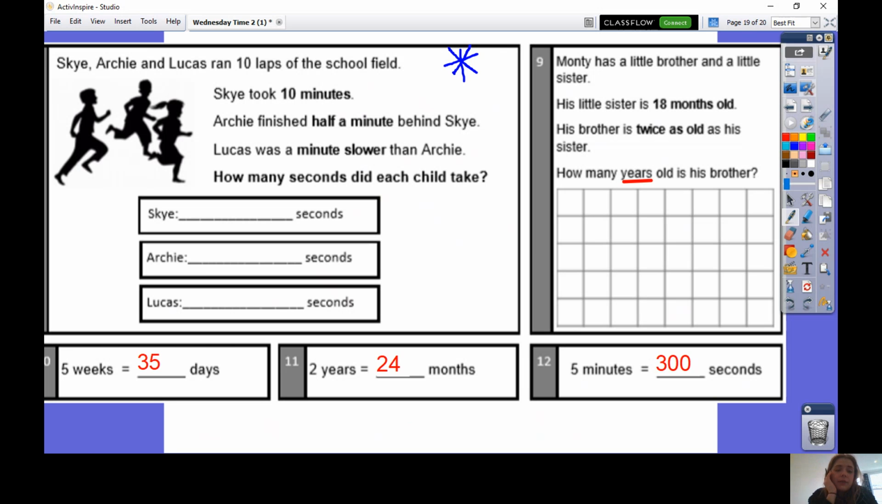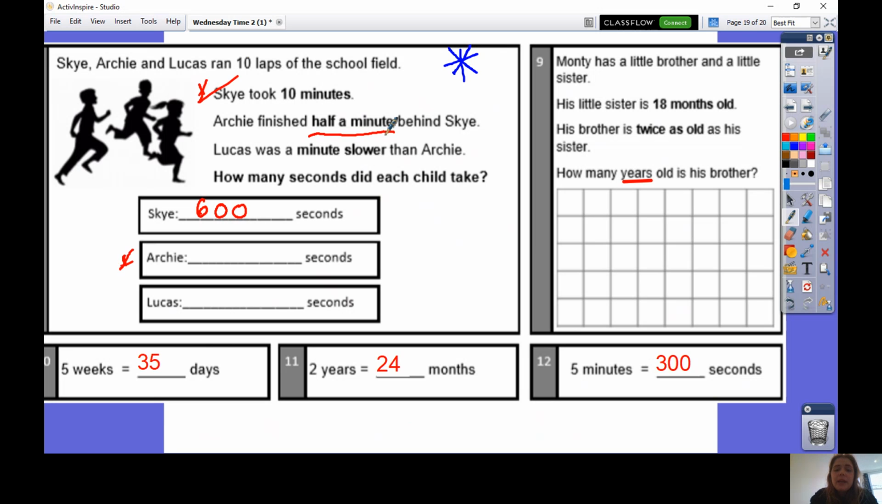So Sky, Archie and Lucas ran 10 laps of the school field. Sky took 10 minutes. Archie finished half a minute behind Sky. Lucas was a minute slower than Archie. How many seconds did each child take? First, we work out Sky, 10 minutes. 10 times 60 is 600 seconds. Okay, done. Now we need to work out Archie.